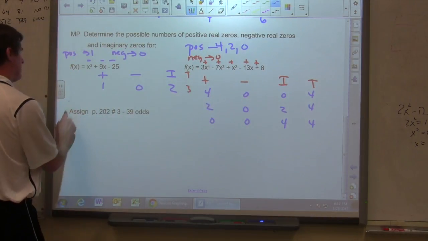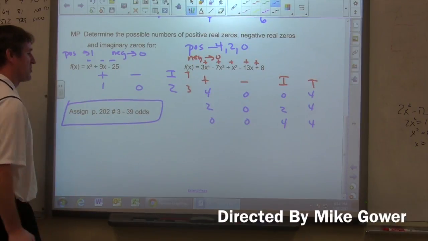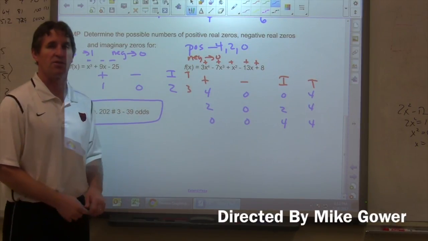So your assignment on Big Ideas Math, page 202, numbers 3 to 39, the odds.